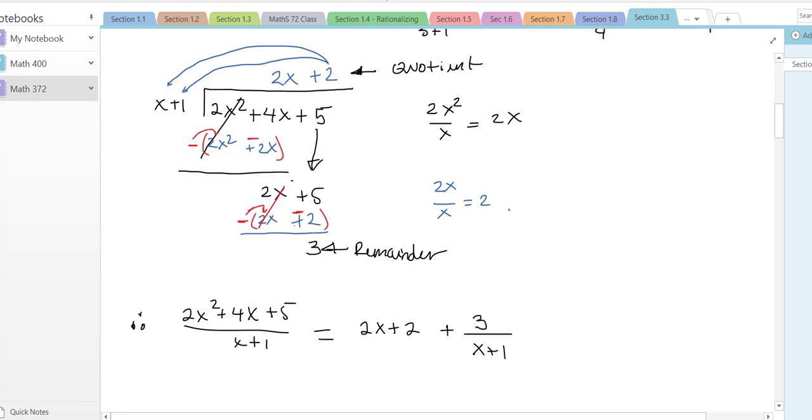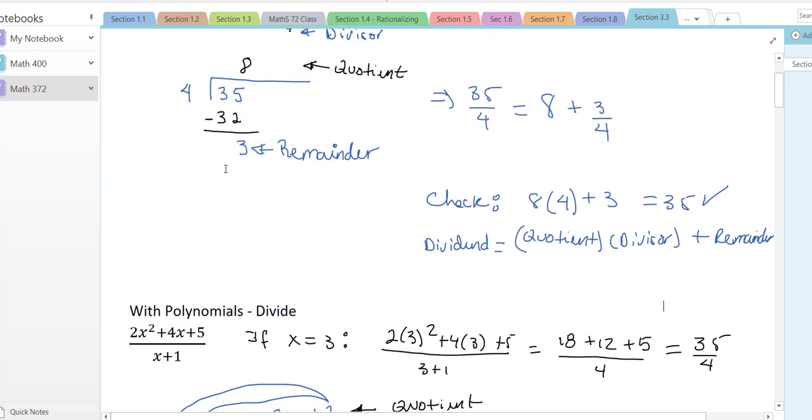And again, let's do a quick check. When x is 3, what do you get? When x equals 3, remember this fraction polynomial was 35 over 4. And so now check this out. If you put in 3 in here, 2 times 3 is 6. So you'll have 2 times 3 plus 2 plus 3 over 3 plus 1. 2 times 3 is 6 plus 2 is 8. So you get 8 plus 3/4, which is exactly what we got when we did the 35 over 4 division up here.